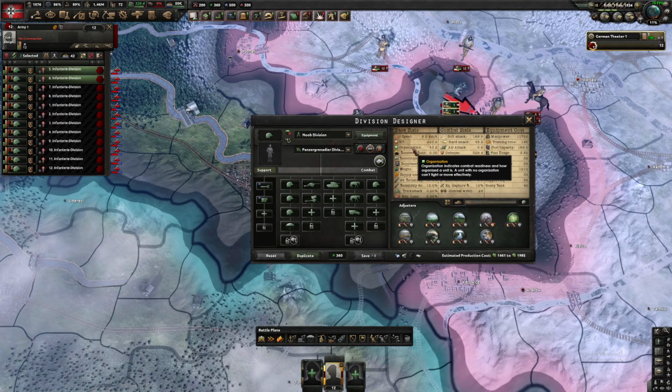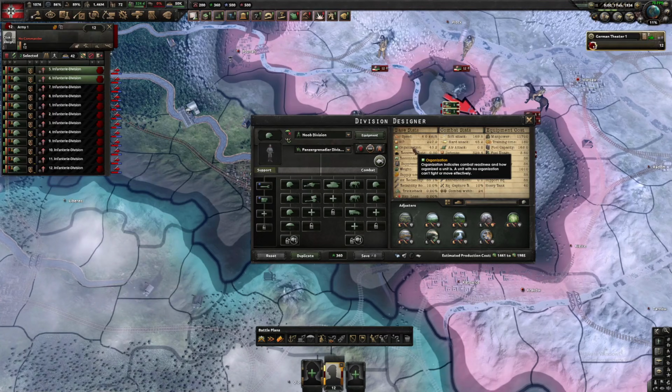At 0, the division loses the current battle. If it was attacking, it will stop attacking, and if it was defending, it will retreat into a nearby tile. Neither of these should be too low when designing your division.